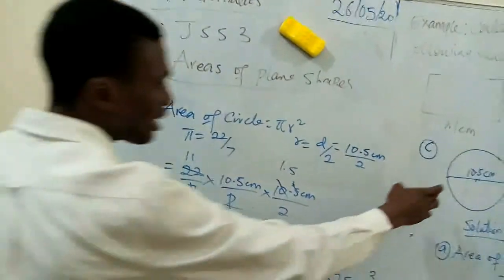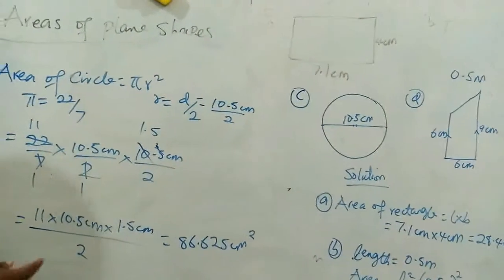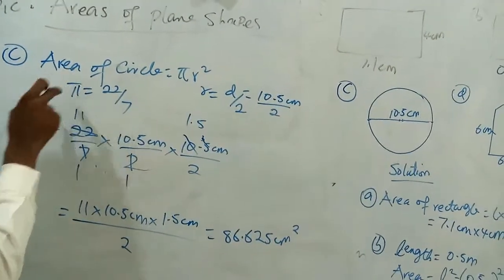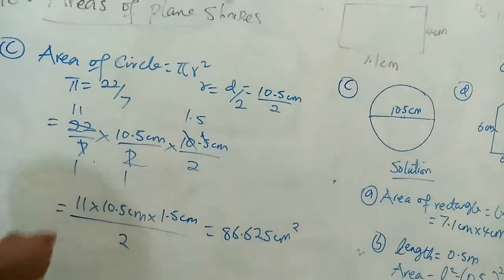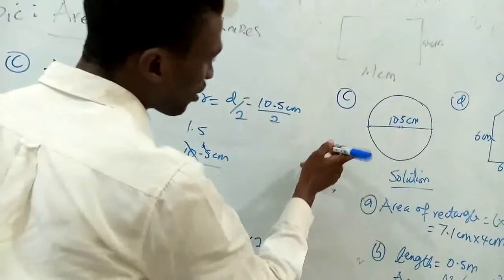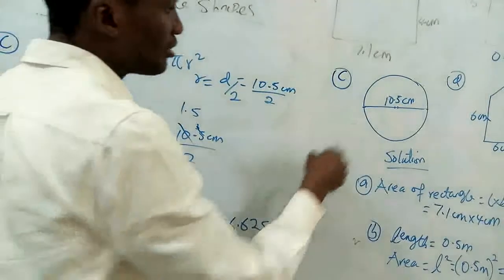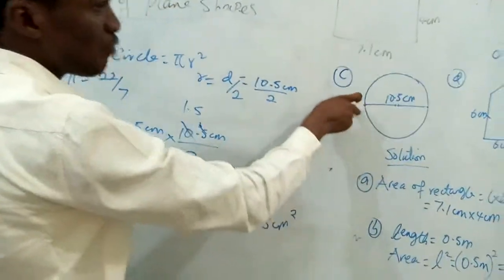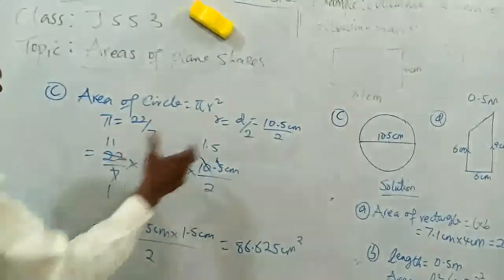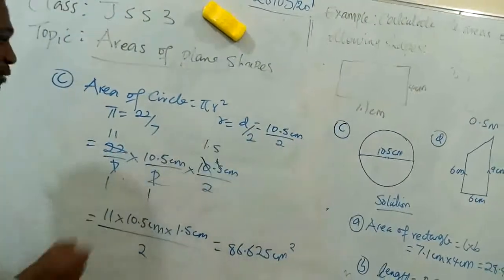Let's calculate the area of this circle of diameter 10.5 cm. Now, the formula for calculating the area of a circle is pi r squared. Our pi is given as 22 over 7, and 2 radii make a diameter. The diameter of a circle is a straight line that divides the circle into 2 equal parts, while a radius is a straight line that starts from the center of the circle to a part of the circumference. So 2 radii give us 1 diameter. In this question we are given the diameter. For us to get our radius, we divide the diameter by 2.